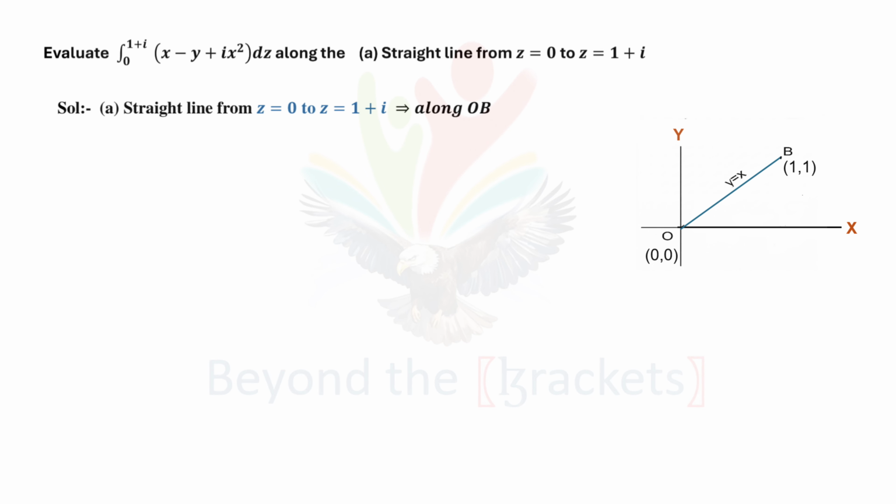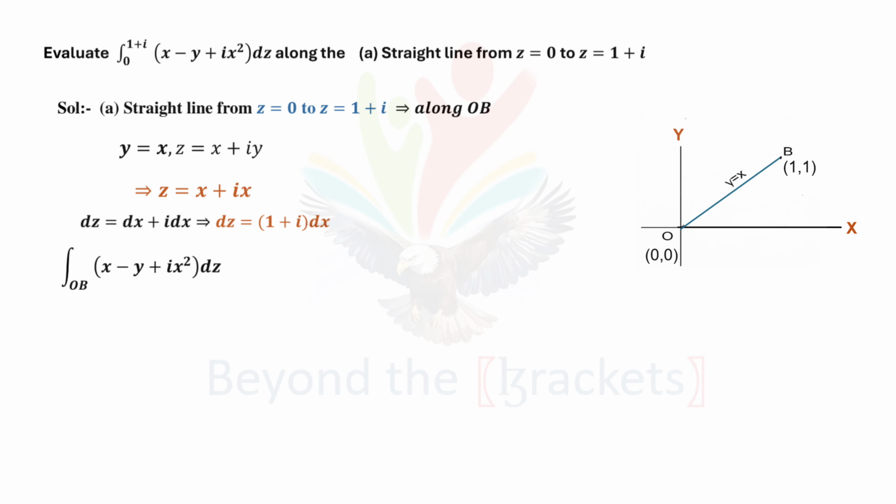So here the path is OB, that is from origin to the point (1, 1), that is y is equal to x. We have z is equal to x plus iy. Substituting y is equal to x, we get z is equal to x plus ix. So differentiating this, we get dz is equal to dx plus i into dx, that is (1 plus i) into dx.